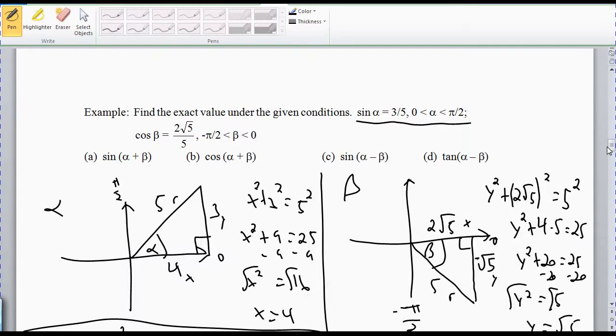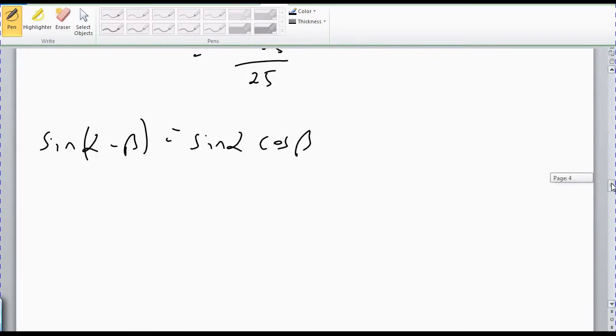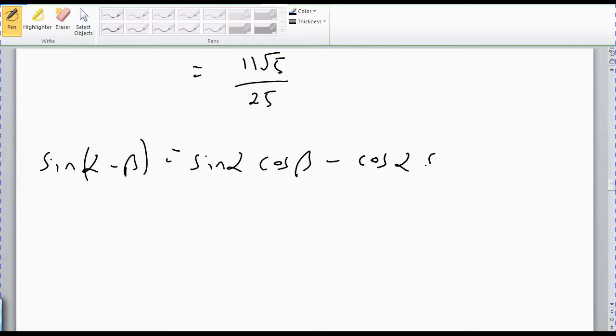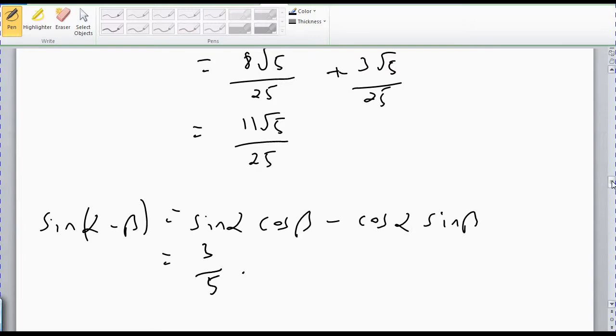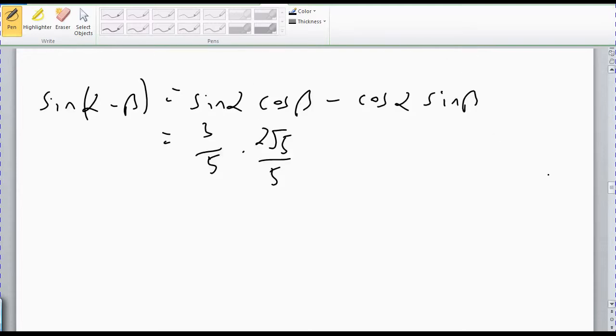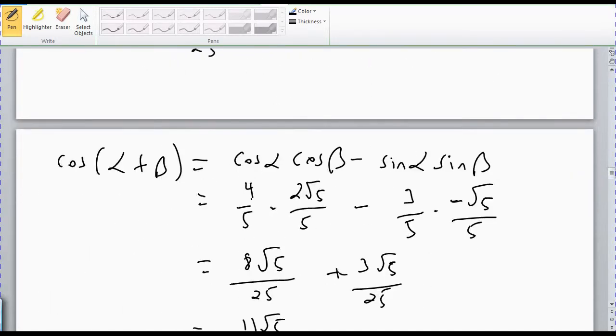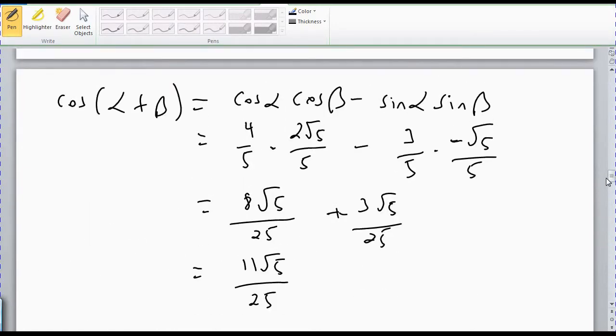Next one we're asked to find is sine alpha minus beta. So it's going to be sine alpha cosine beta minus cosine alpha sine beta. Sine alpha, I can look right here, sine alpha was 3/5. Cosine beta was 2 square root of 5 over 5. Cosine alpha is 4/5, times sine beta. Sine beta is negative square root of 5 over 5.